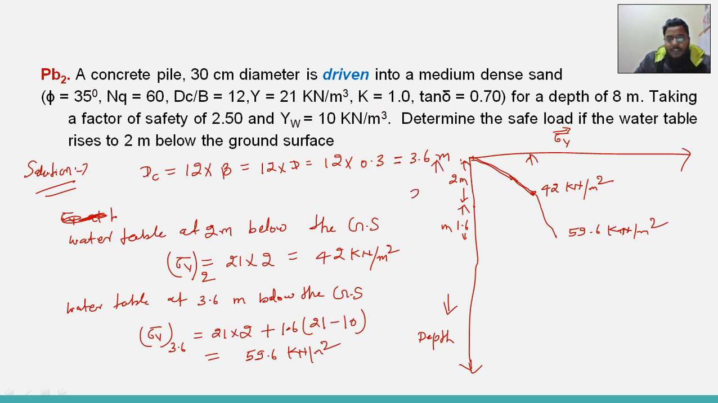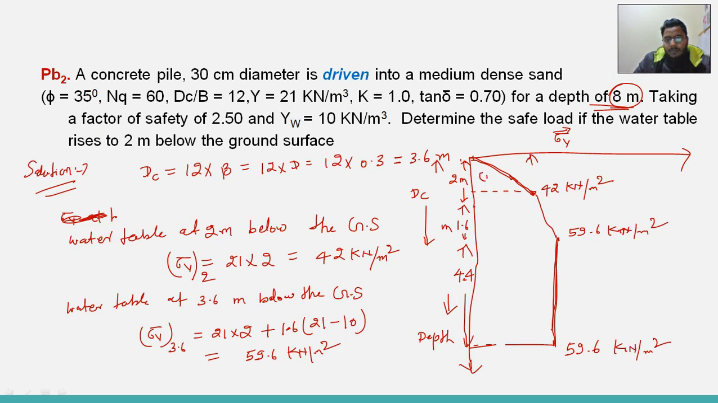Now this length is DC. So beyond the DC, it will be constant, and constant up to the length of 8 meter. So this length would be 4.4, because the depth of pile is given 8 meter. And here the value is also 59.6. So if you want to calculate the area of this diagram, we will divide it into three parts. One, that is triangle. Second, that is trapezoidal. Third, that is rectangle. Okay, so we will calculate the area. So now we can directly calculate the ultimate load.